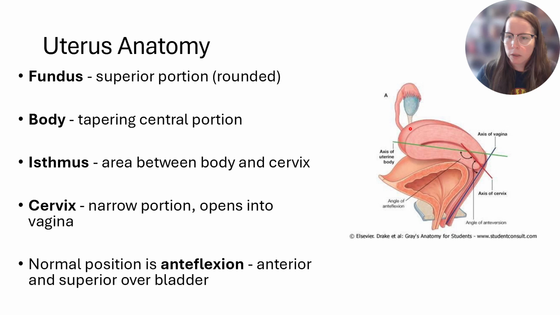The superior rounded portion of the uterus is called the fundus. The majority of your uterus here, this is called the body of the uterus. And then right here, the portion of the uterus that sort of dips into the vaginal canal, that's called the cervix. And where the cervix and body meet, there's a region right about here, and that is called the isthmus.